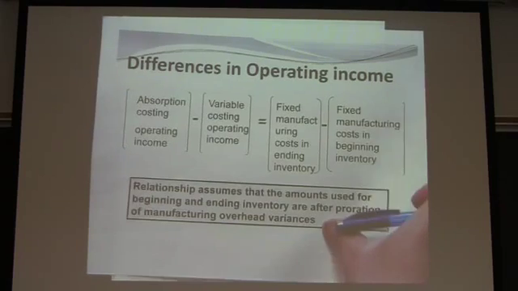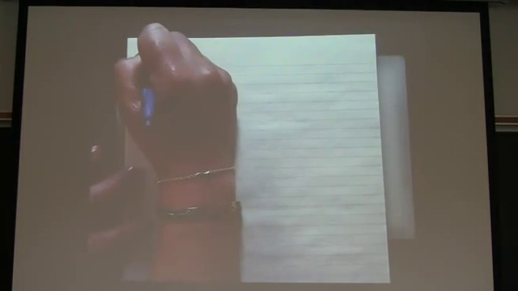Now let's take a look at the question. Let's answer the question. So part A asks us to look at the income for both years under variable costing. So part 1.